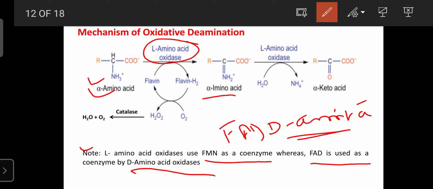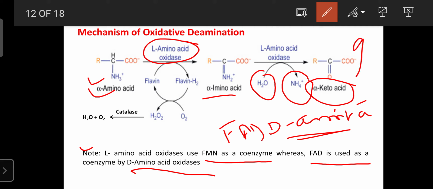Then the alpha imino acids are formed. From the alpha imino acids, the same enzyme can undergo hydration reactions, liberate the ammonia and form alpha keto acids. These keto acids enter the TCA cycle and are utilized for the formation of ATP. The flavin utilizes oxygen and forms H2O2, and this H2O2 can be further catabolized by a catalase group enzyme.